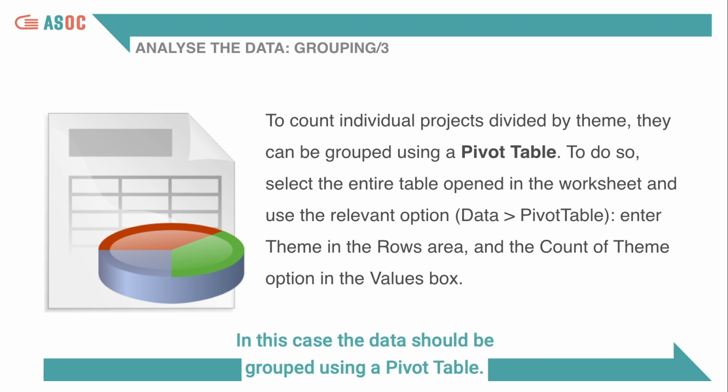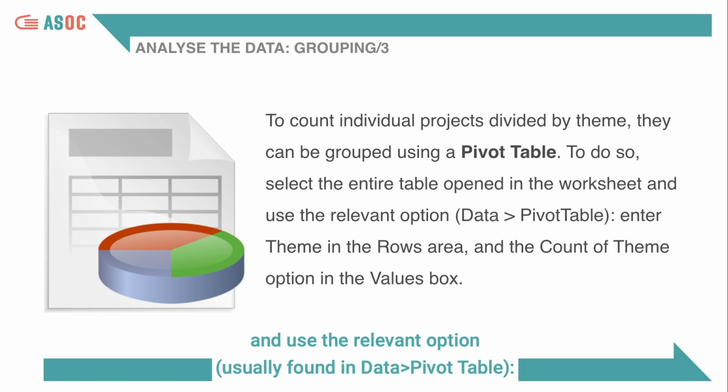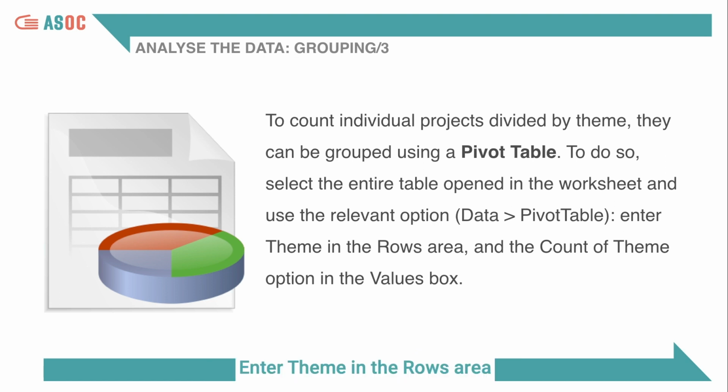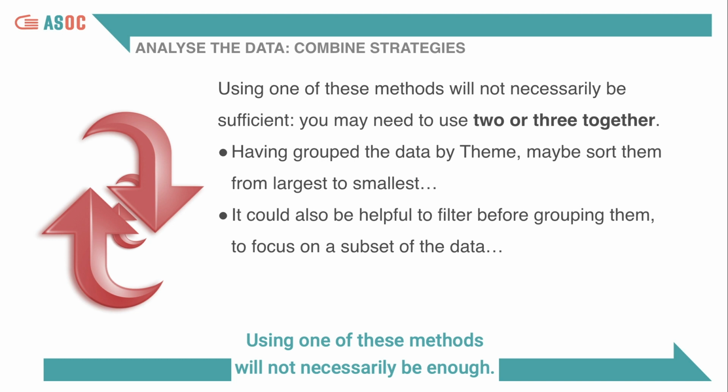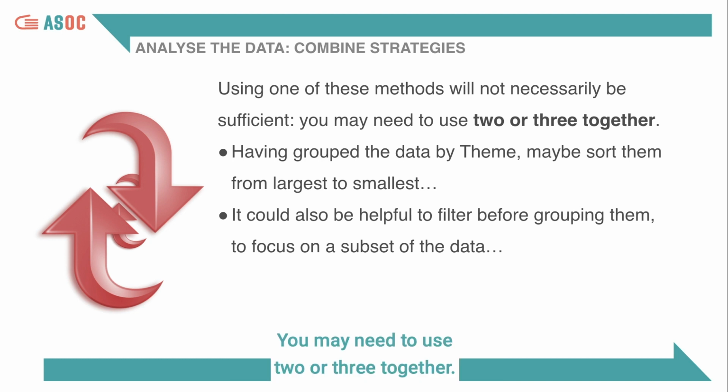In this case, the data should be grouped using a pivot table. Select the entire table opened with a spreadsheet and use the relevant option, usually found in Data, Pivot Table. Enter Theme in the Rows area and the Count of Themes option in the Values box. Using one of these methods will not necessarily be sufficient. You may need to use 2 or 3 together.